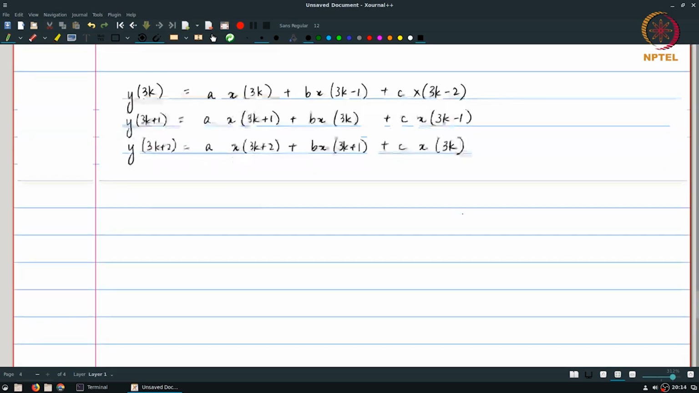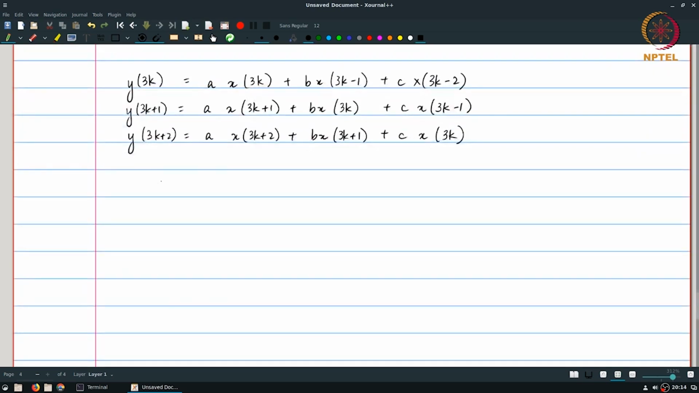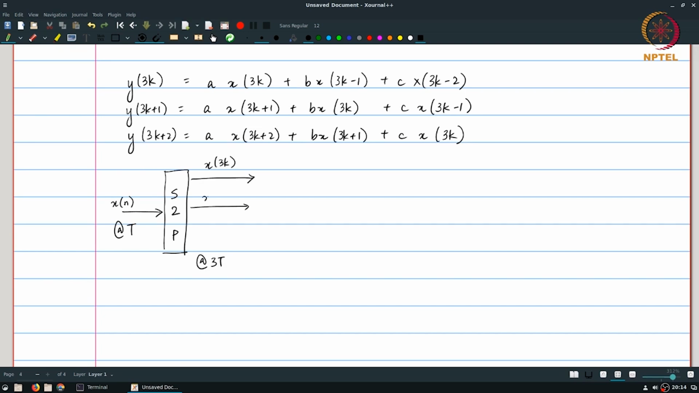In terms of a hardware architecture, what does this look like? We can think of it this way. I have my x of n sampled at t going into a serial to parallel converter, and the output of this changes at 3t. So I have 3 streams: x of 3k, x of 3k plus 1, and x of 3k plus 2.